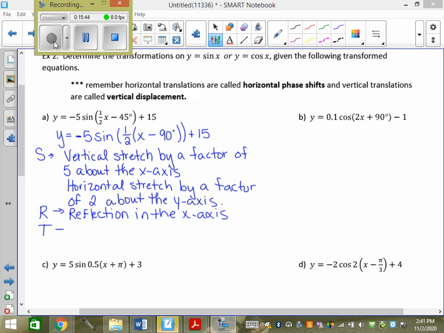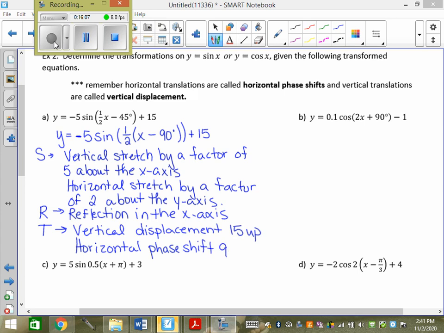Our translations: we have a vertical translation, which we're going to call vertical displacement, 15 up, and a horizontal phase shift, 90 degrees right.